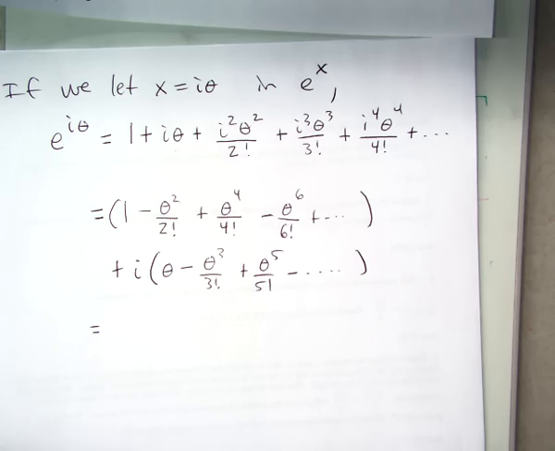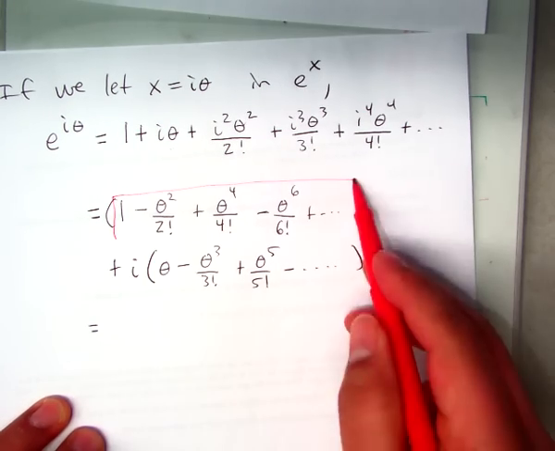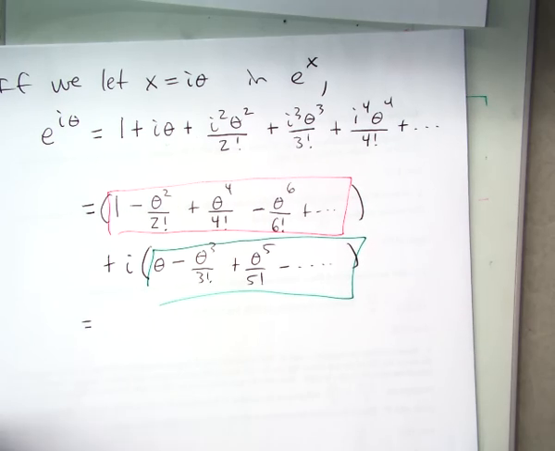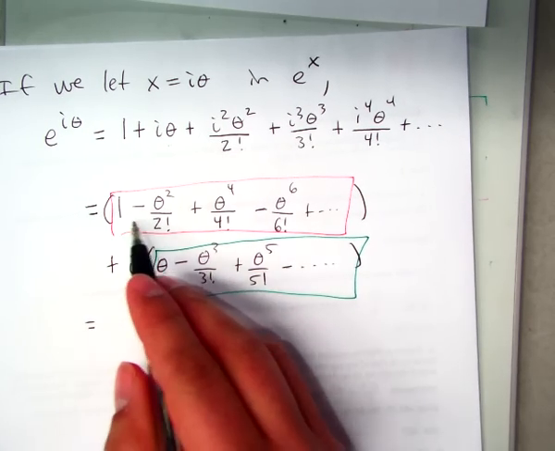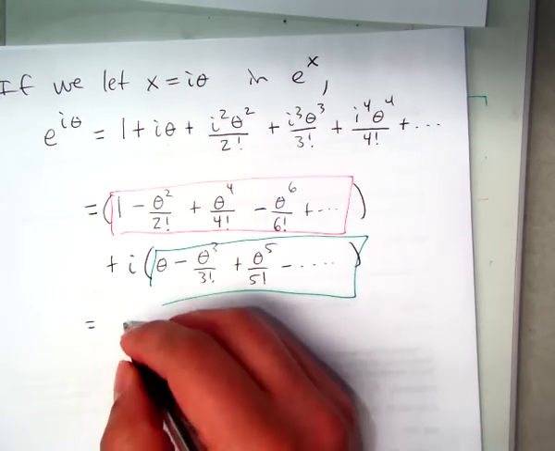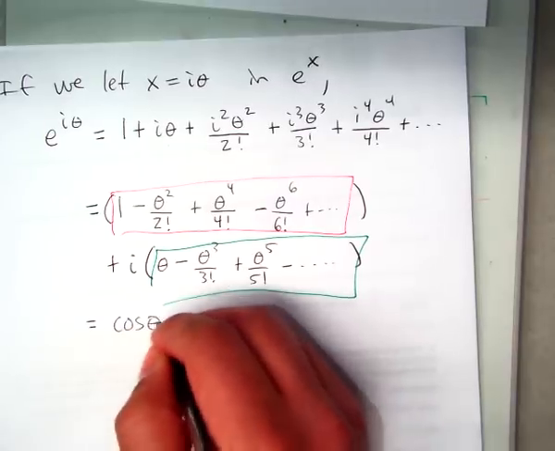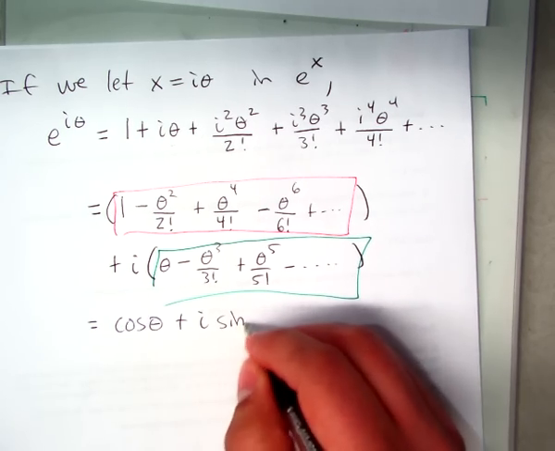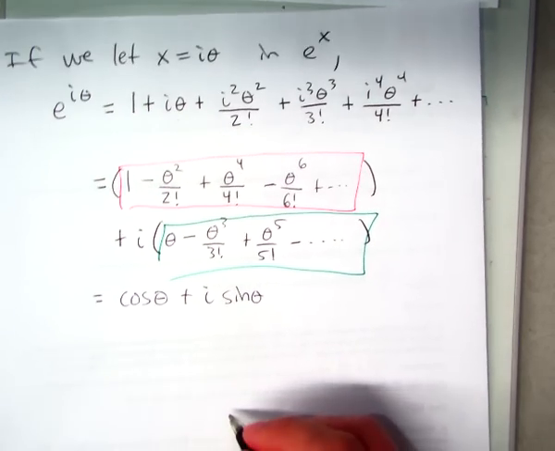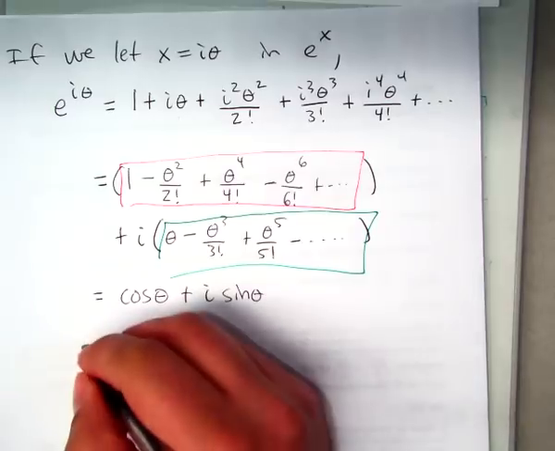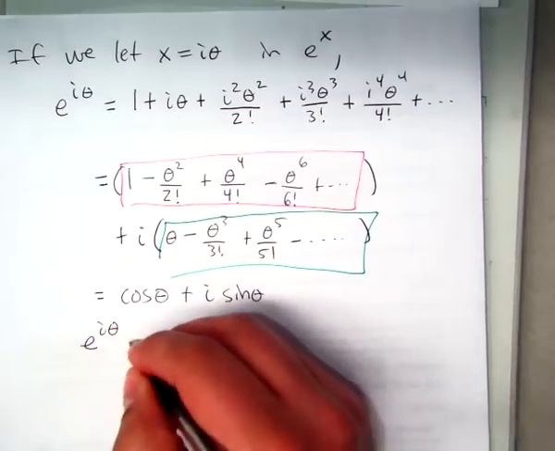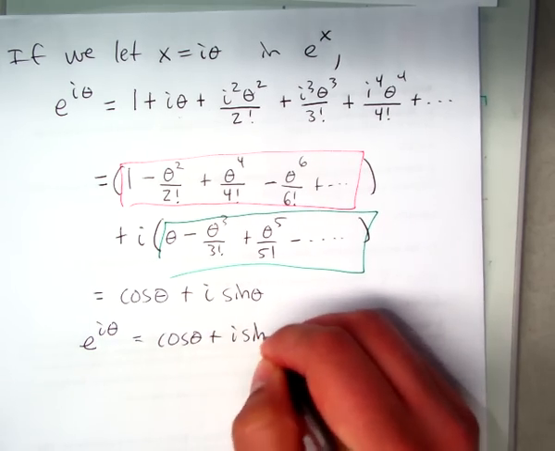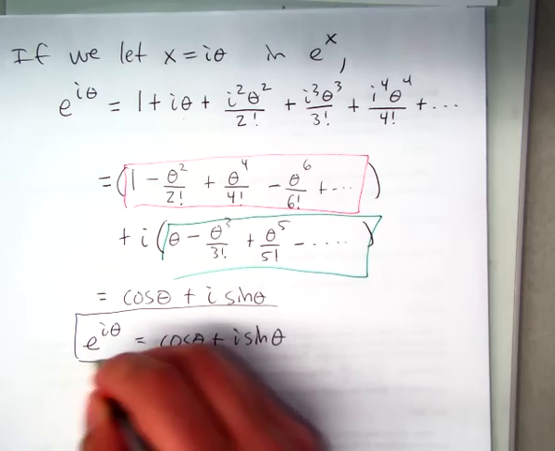Okay? So hopefully with the background, you don't have too hard of a time seeing what these guys equal. In the red is the expansion for what function? Cosine. So that's cosine of theta plus i. This is sine theta. So we get that e to the i times theta is equal to cis theta, or cosine theta plus i sine theta. And this is known as Euler's formula.